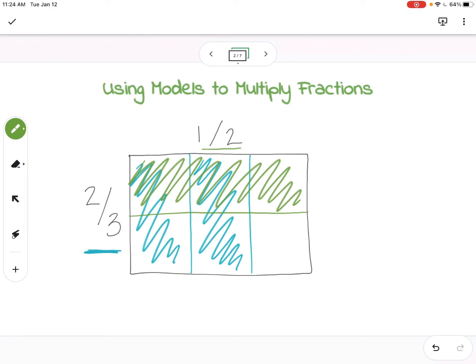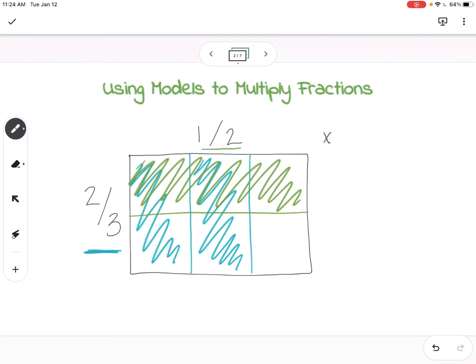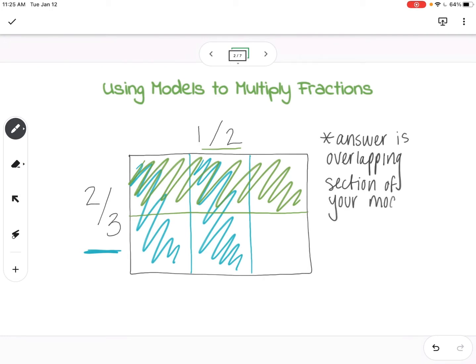The answer to this would be your overlapping colors. So I'm going to write that. Answer is overlapping section of your model. So I'm going to find the section of this model that is shaded with both green and blue. And when I look, it looks like it is this part right here.